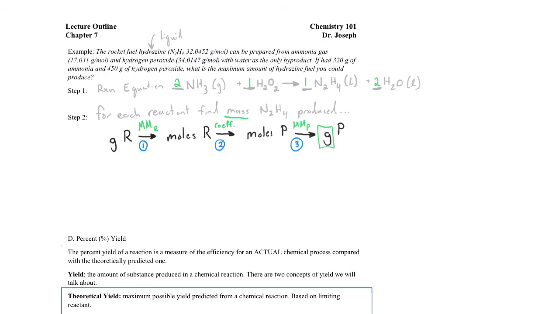Apply this method to each of our starting materials and determine the amount of hydrazine that each one could produce. From that information, you'll determine 2 things. You'll be able to determine which reactant is the limiting reactant, and you'll also be able to determine the maximum yield of hydrazine. So here's what the setup looks like.